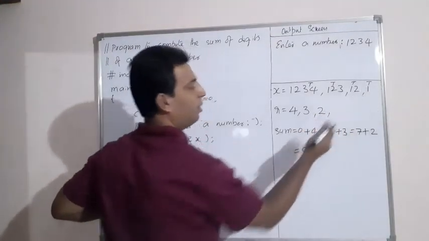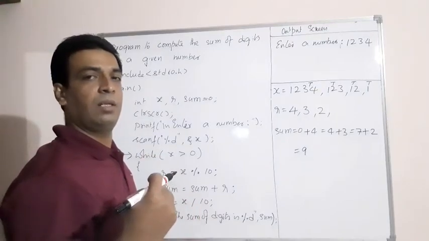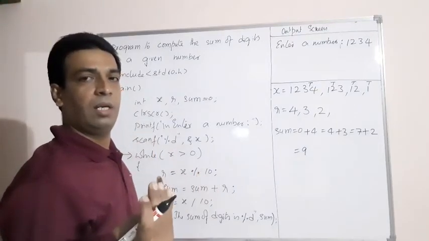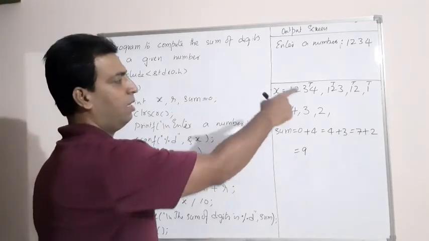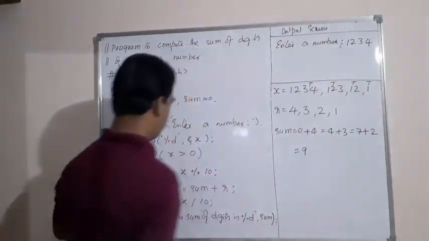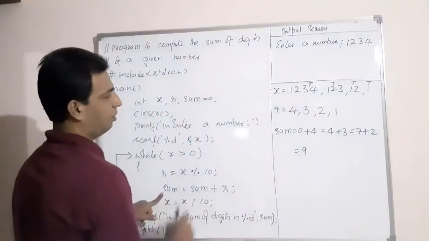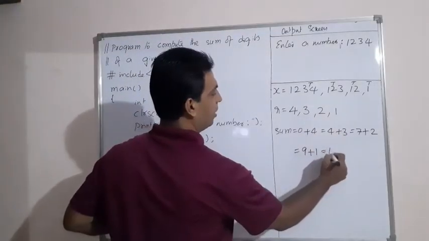Because it is a single digit number, when you divide any single digit number by 10, the number itself will be the remainder and 0 will be the quotient. So now current value of x is 1, divided by 10, remainder will be 1. Right? Then sum is equal to sum plus r. What is sum value now? 9 plus r, that is 9 plus 1 is 10.